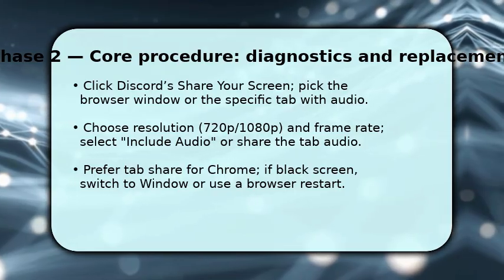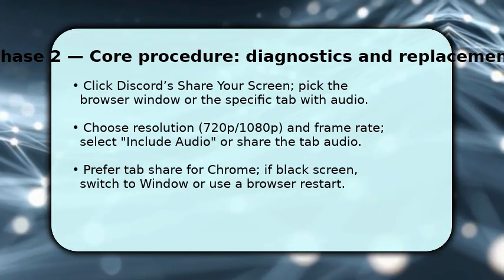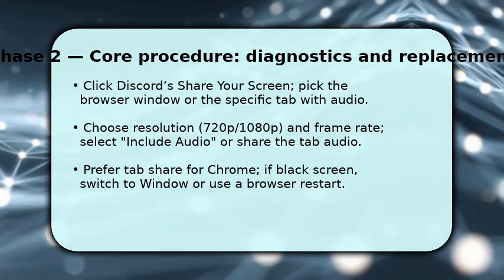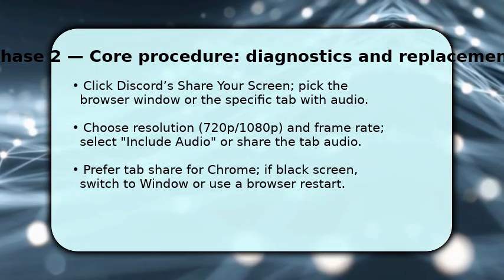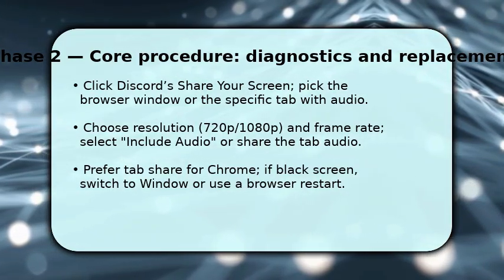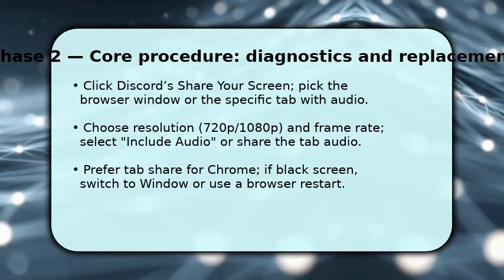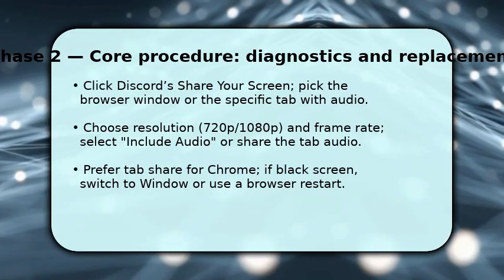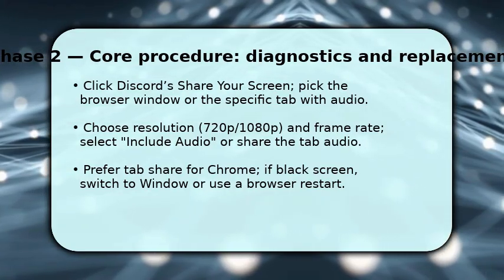Make sure to toggle the Include Audio option and set resolution and frame rate that match your upload capacity. If the video shows a black screen, stop, switch from tab to window capture, and restart the browser. This sequence helps bypass DRM and acceleration conflicts, so viewers see and hear the stream correctly.